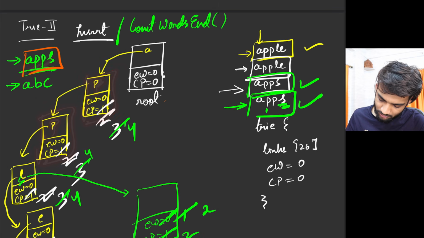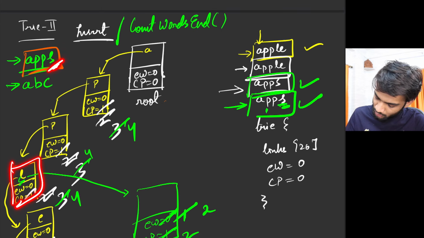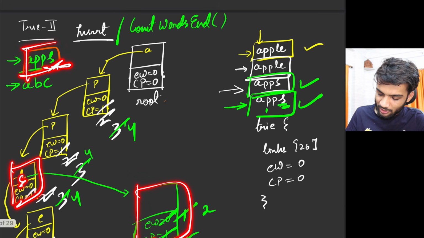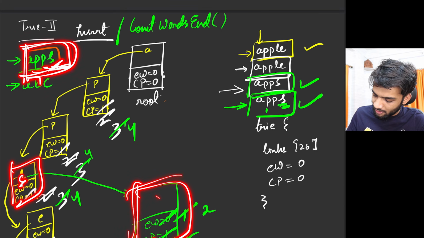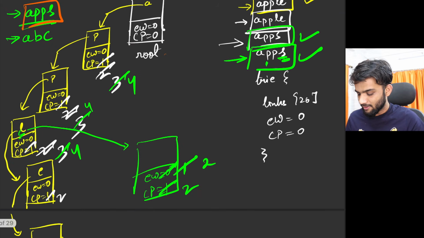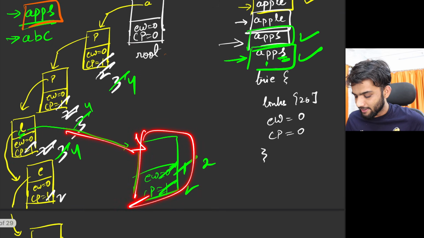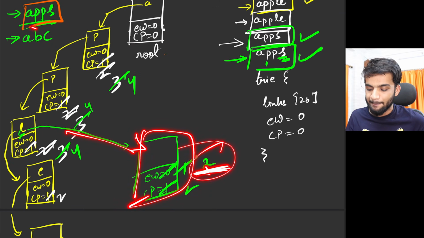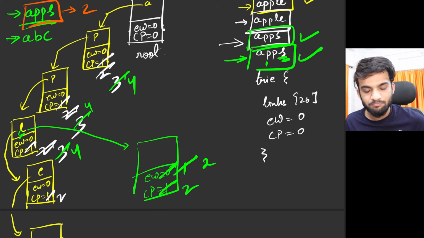Move to the try. Next you have S. Who's the try? This one. Move to here. You are ending. You have done with apps. You are standing here. How many are ending? 2. So you can easily say, since you ended at this try, there are 2 words that are ending with apps. So the answer to this will be 2.